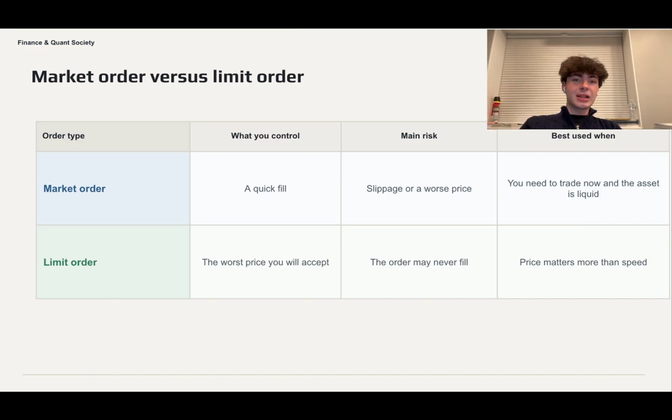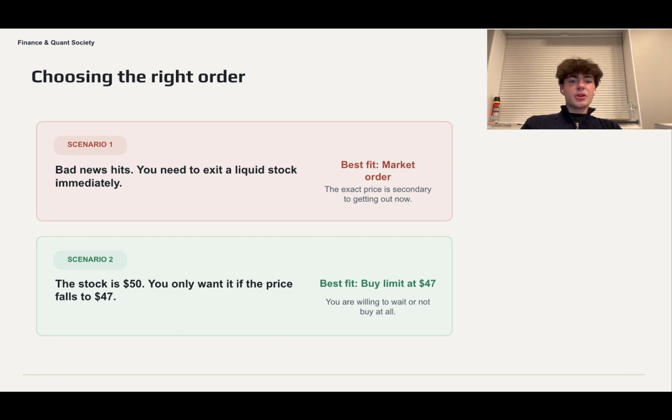It just depends entirely on what you're trying to accomplish. If speed is priority, then go with the market order. If you want price control, then go with limit order. That's the difference. So how can you choose the right order? With this, we're going to show two scenarios. Scenario one, you own a very liquid stock and bad news hits, and for whatever reason, you've got to get out. The best thing you can do is use the market order.